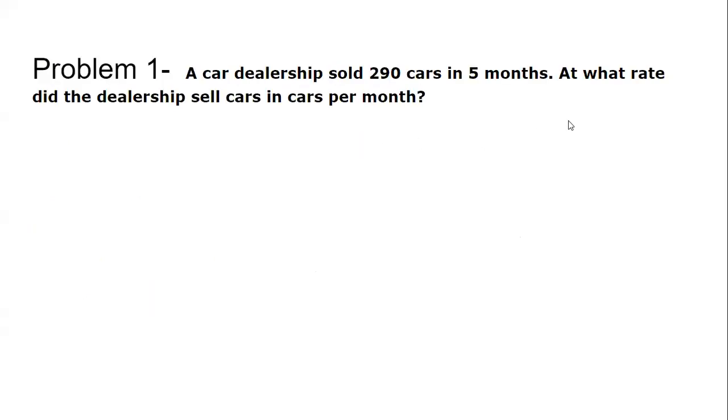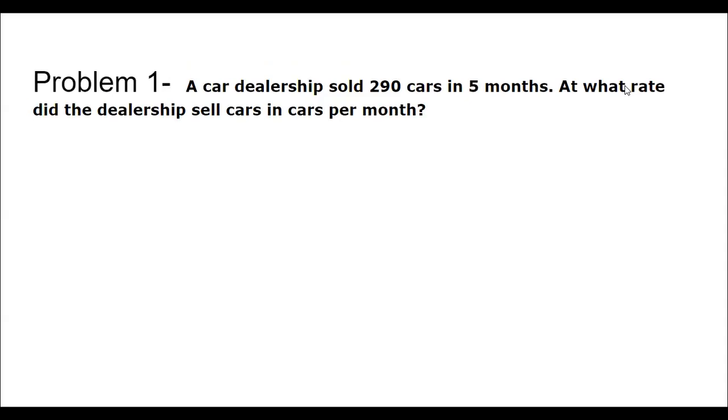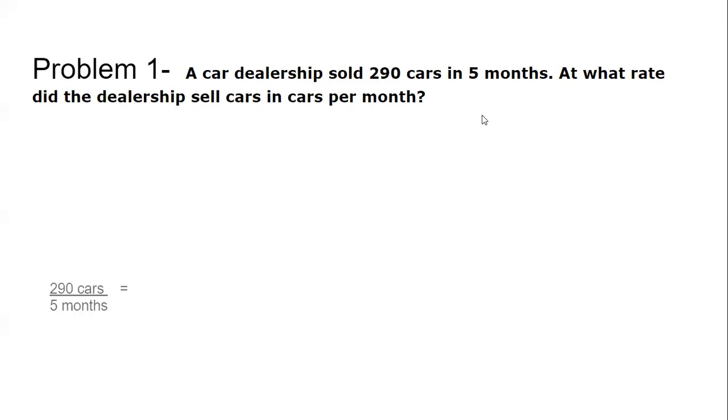Problem one, a car dealership sold 290 cars in 5 months. At what rate did the dealership sell cars in cars per month? So you're looking at 1 month, how many cars in 1 month? So you simply write a fraction, a ratio, 290 cars over 5 months. You do 290 divided by 5, and you get 58 cars a month.